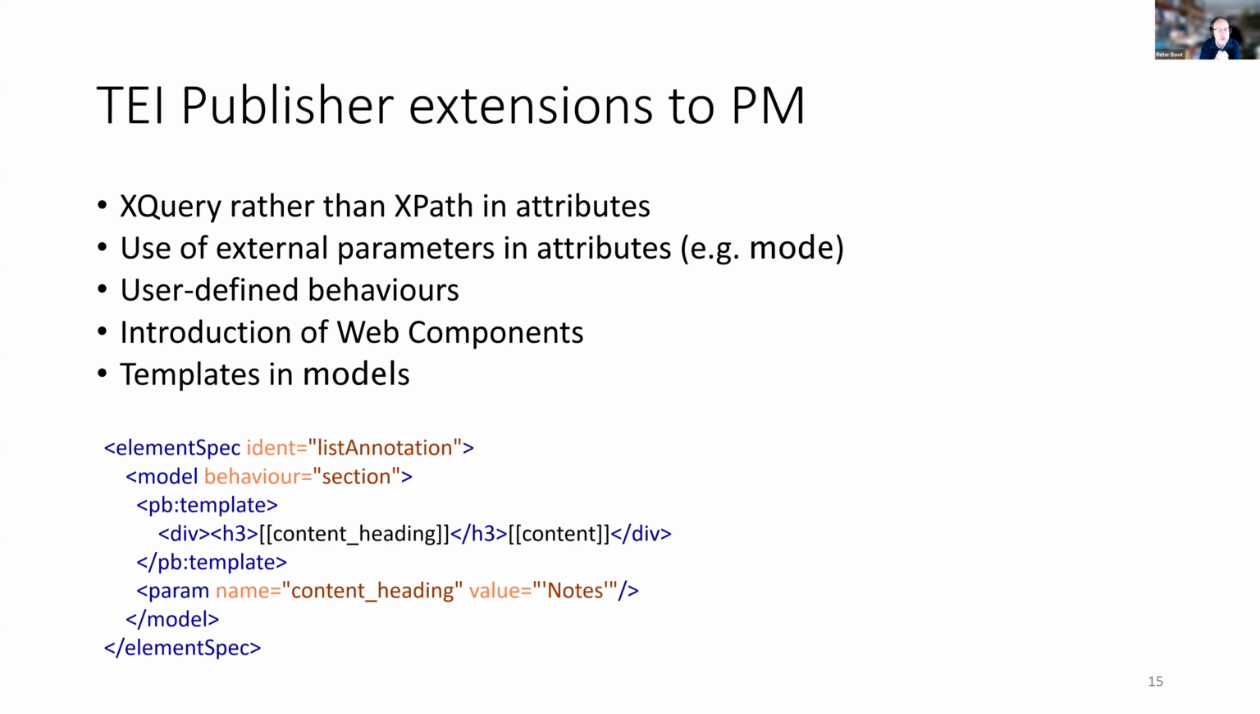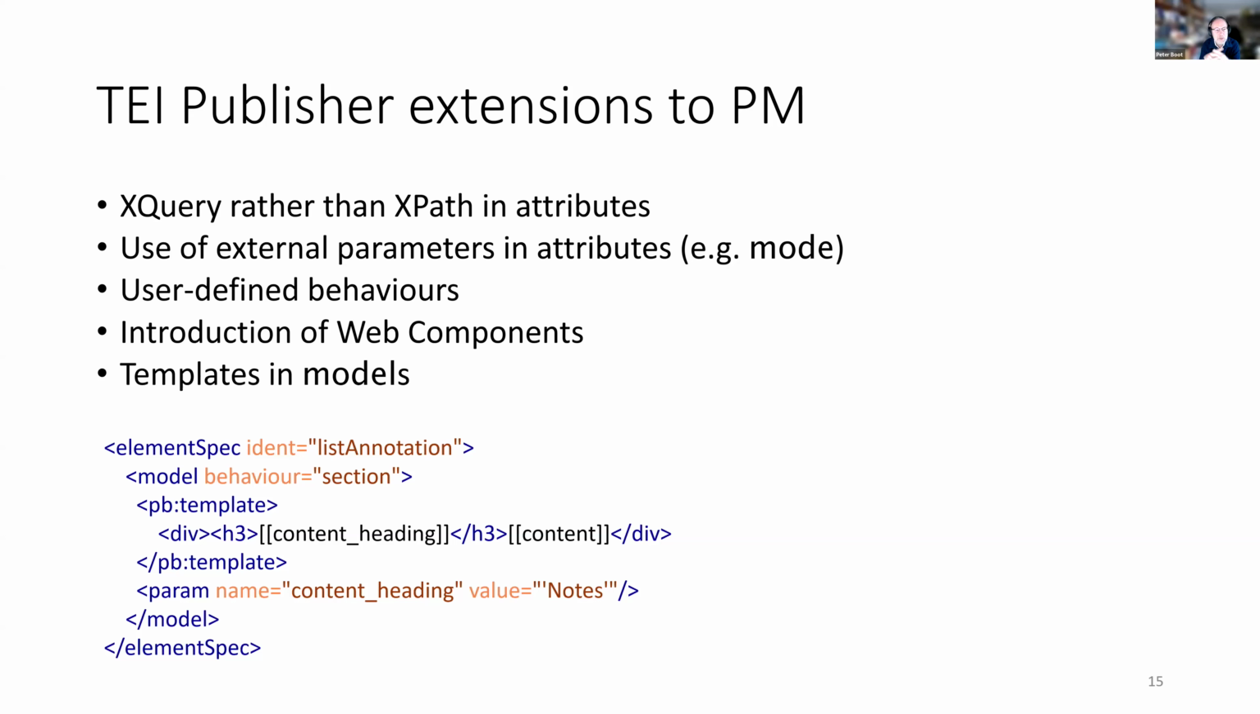And one that I want to go a bit deeper into is that they allow templates within the model element. So suppose I have a list annotation element in my TEI which contains the notes to my text, and I want that list annotation to be turned into a section, but the section should have a header. The header should be just a literal "notes". And that's something that's not provided out of the box in the TEI processing model.